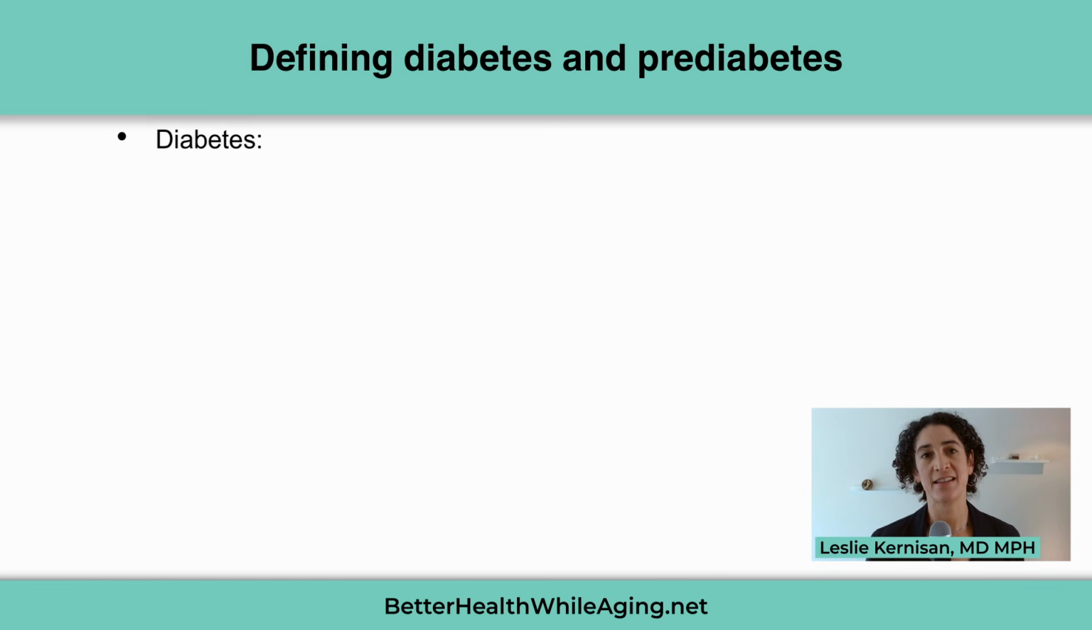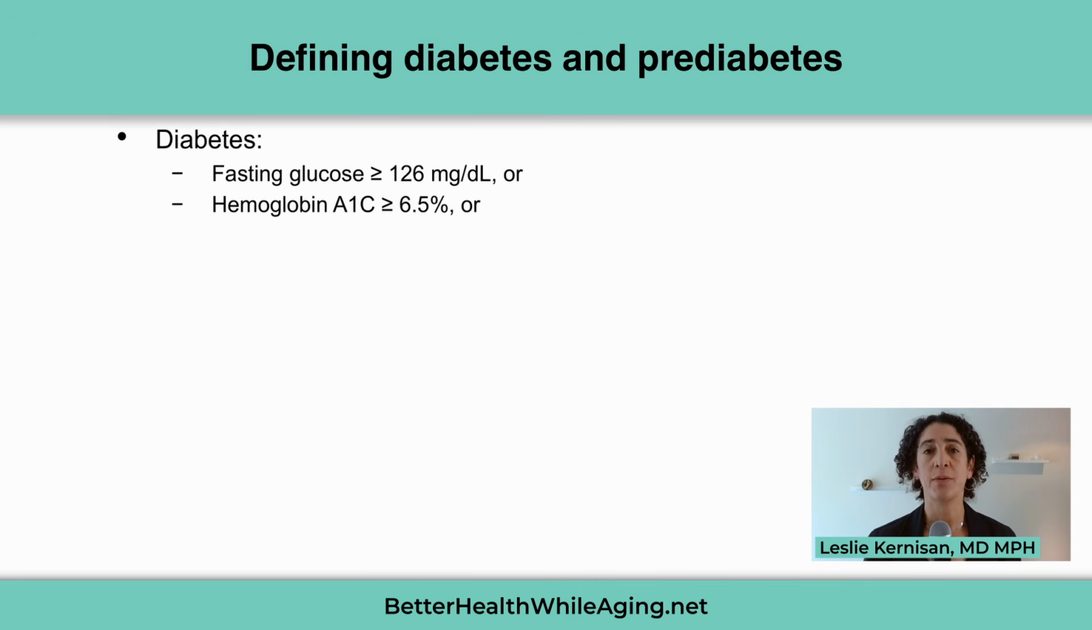So diabetes is defined really by the level of blood sugar you have under certain circumstances. So one is a fasting blood sugar that is equal to or greater than 126 milligrams per deciliter. Or diabetes can also be diagnosed with a different but related blood test, which is called the hemoglobin A1C. This is a really important test to know about.